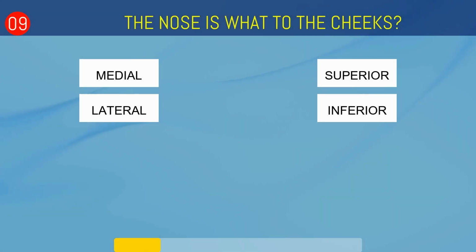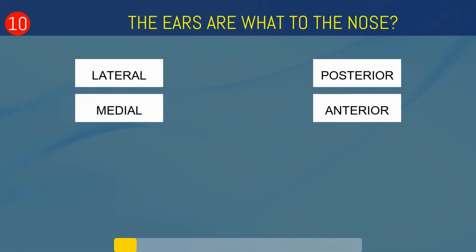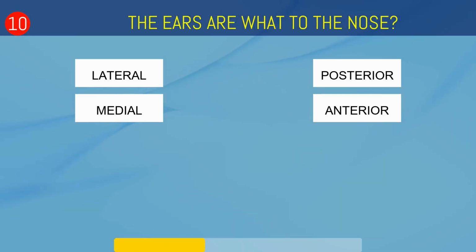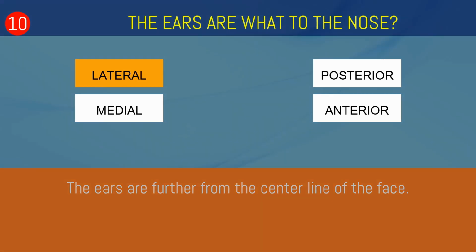The nose is what to the cheeks? Medial, lateral, superior, or inferior? Medial. The nose is closer to the center line of the face. The ears are what to the nose? Lateral, medial, posterior, or anterior? Lateral. The ears are further from the center line of the face.